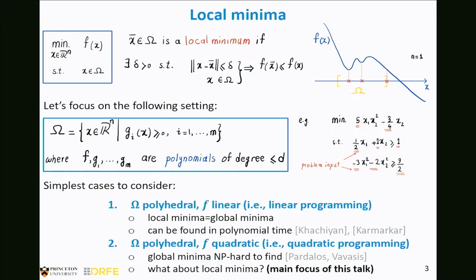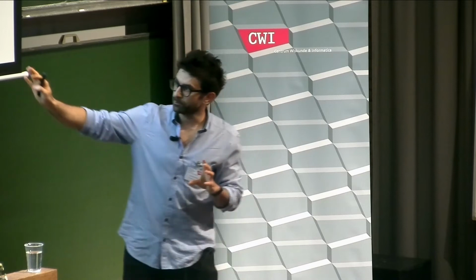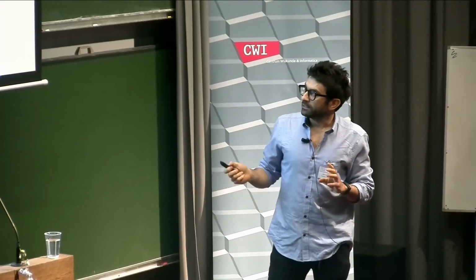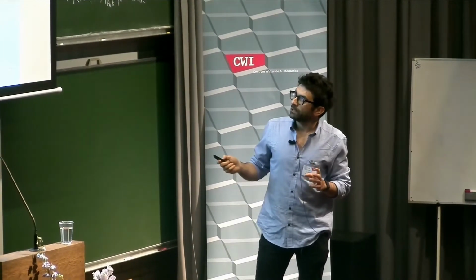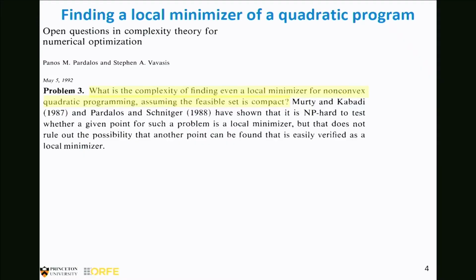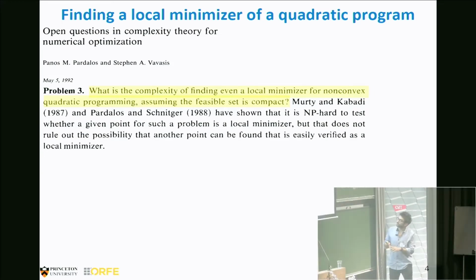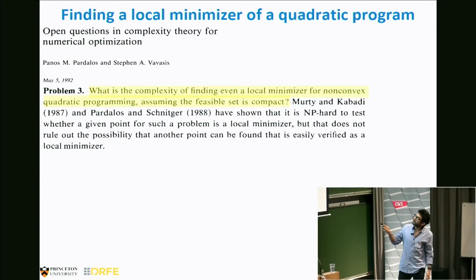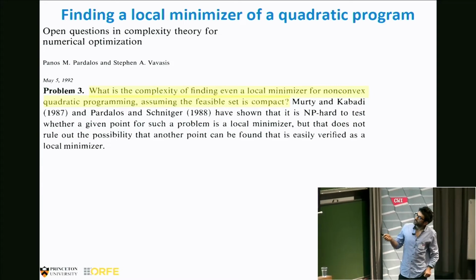But it's very natural to ask, okay, what about local minima? Is it easier to find local minima? And this is the main part of this talk. I want to give you a complete proof of the theorem that answers this question. And this theorem was motivated by this question that Pardalos and Vavasis asked very explicitly in '92. If I read the question, it literally says what I just said: what is the complexity of finding even a local minimizer for a non-convex quadratic program?